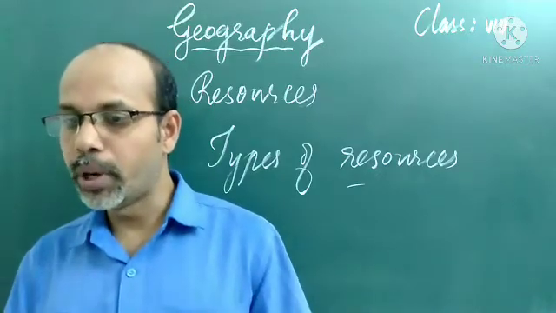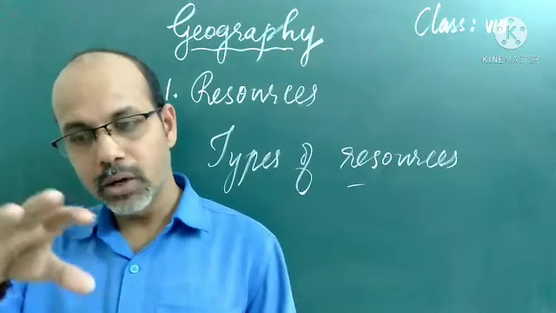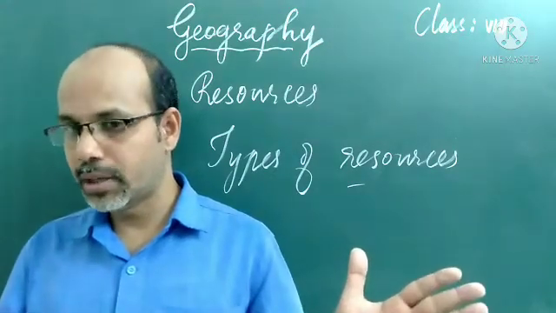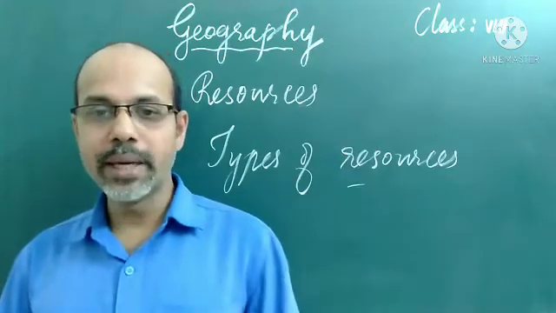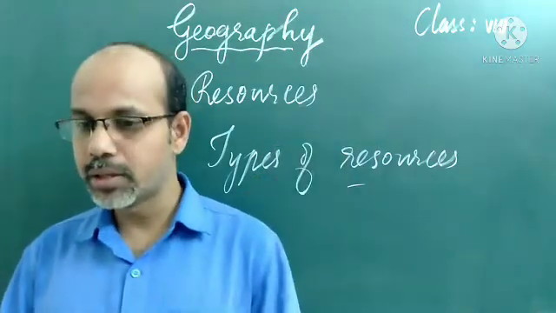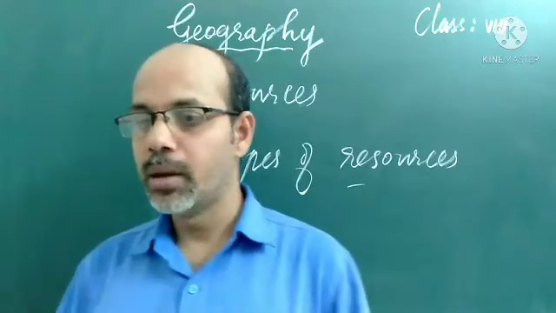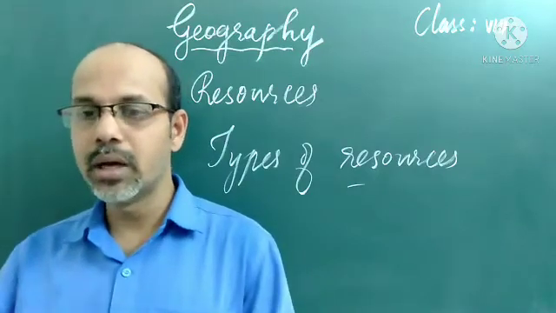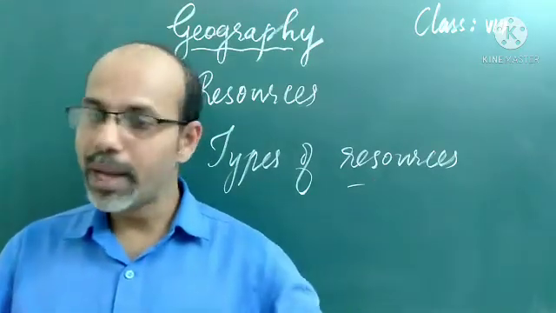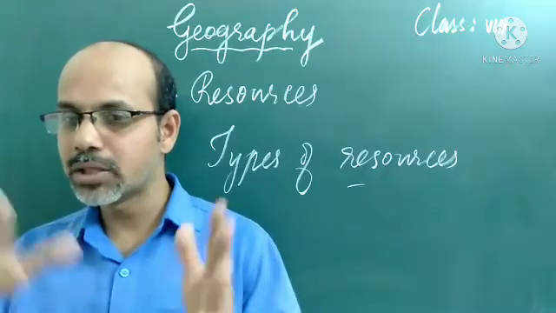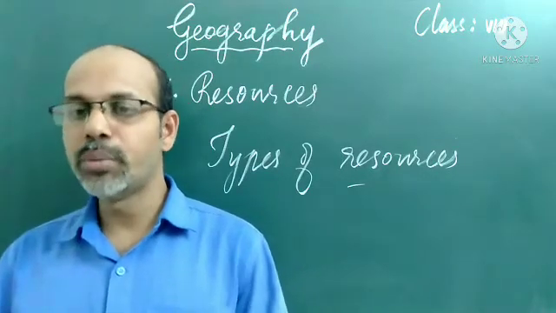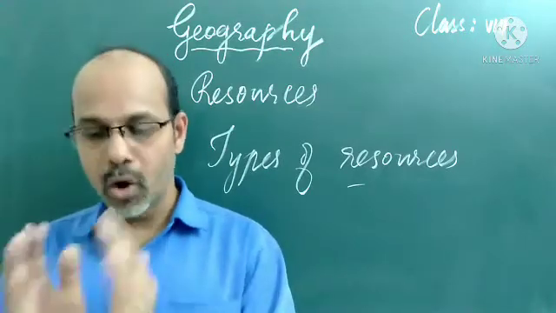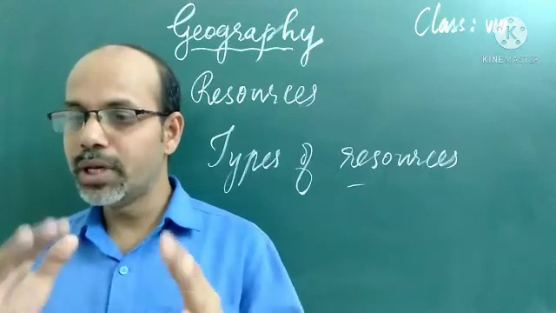We know that copper, iron ore, coal, etc. are not available everywhere and not distributed equally on the earth's surface. Petroleum is especially available in the West Asian countries and Gulf countries. It is not plentiful in India. In India, it is available only in rare cases like the Assam region and Mumbai High in the Arabian Sea. These are the areas where petroleum is available, not many regions of our country. So they are called localized.